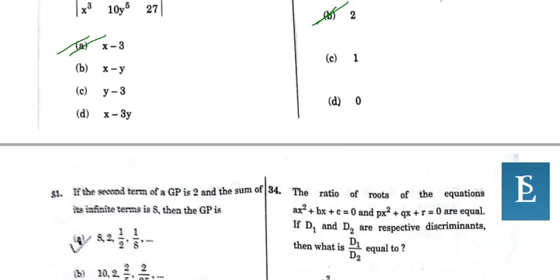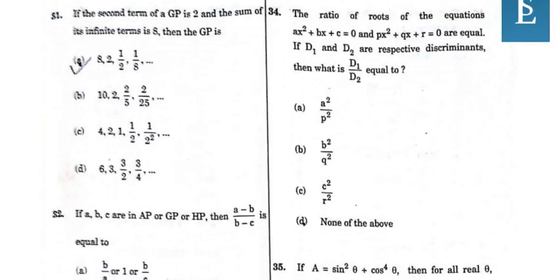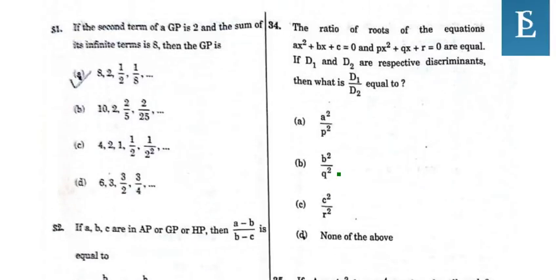Next question is if the second term of GP is 2 and sum of its infinite terms is 8, then the geometrical progression is. So you have to tell the geometrical progression. So just check all of them and you will get the results. So the right answer is this C: 4, 2, 1, 1 by 2, 1 upon 2 square.